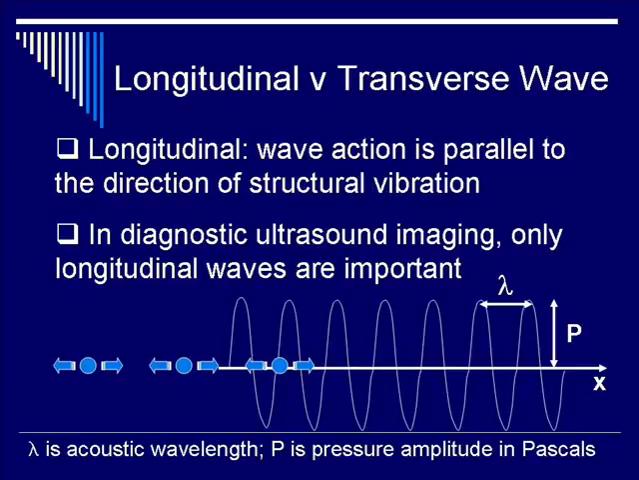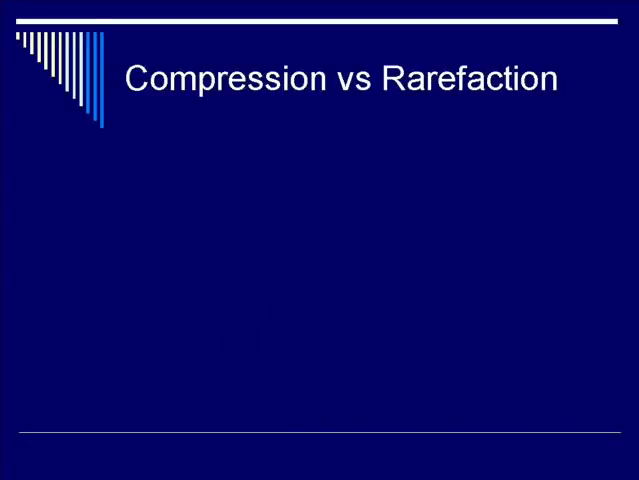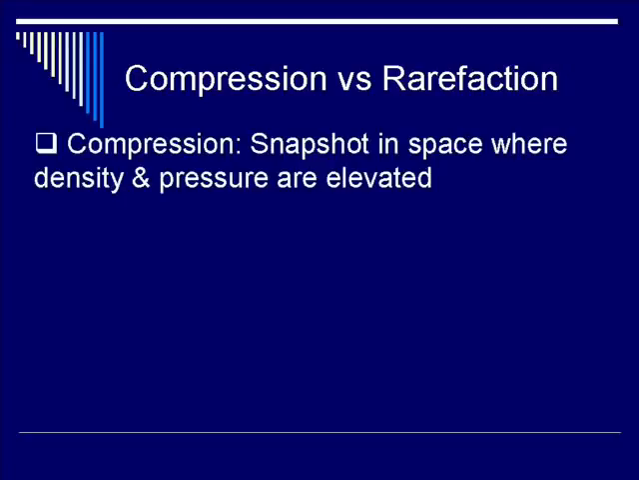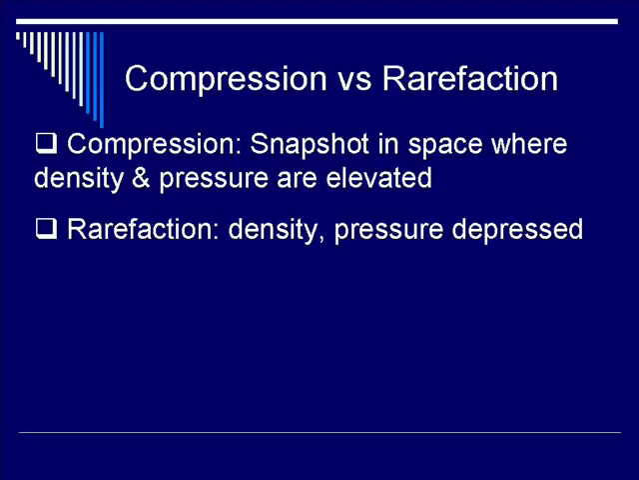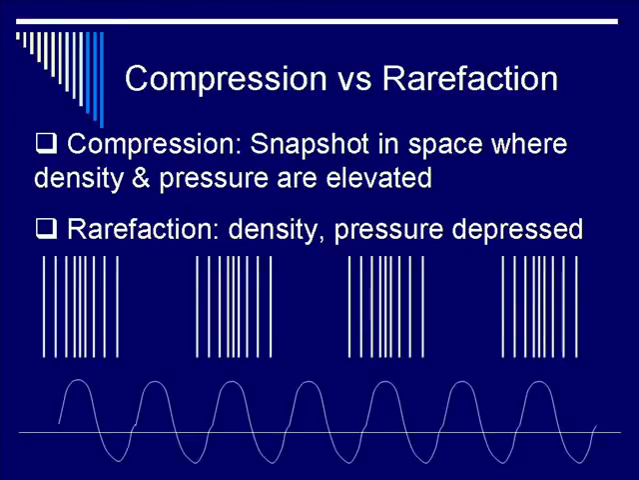Lambda and P, pressure amplitude, are the key variables characterizing the sound waves. Compression and rarefaction describe the pushing together of the molecules or the spreading apart of the molecules inside the medium as they're influenced by the sound waves. Compression is a snapshot in space where density and pressure are elevated. On the other hand, rarefaction is the exact opposite, where the density and pressure, due to the sound wave exertion on the material medium, are depressed.